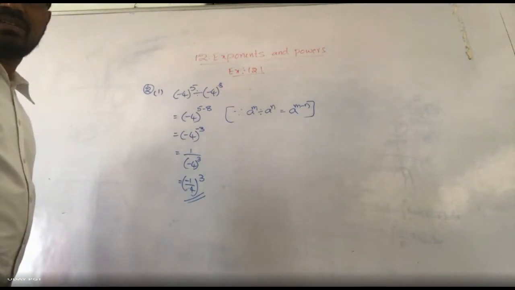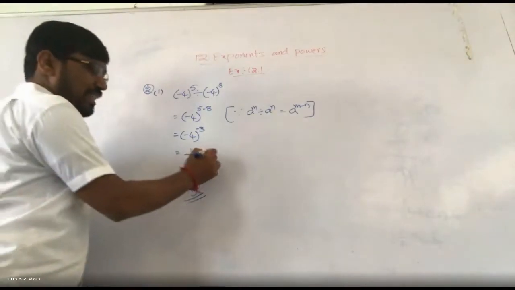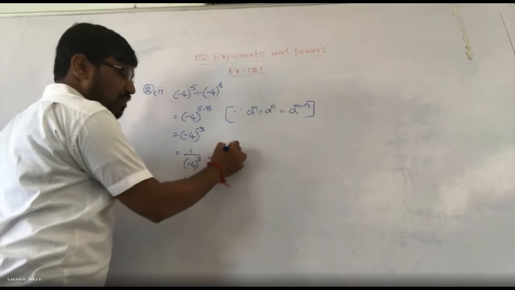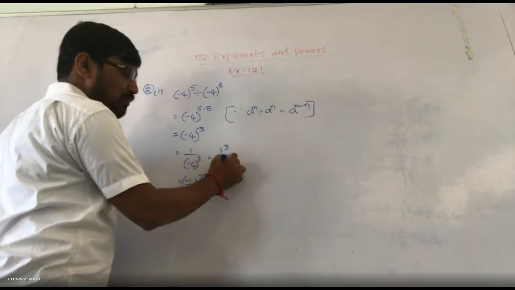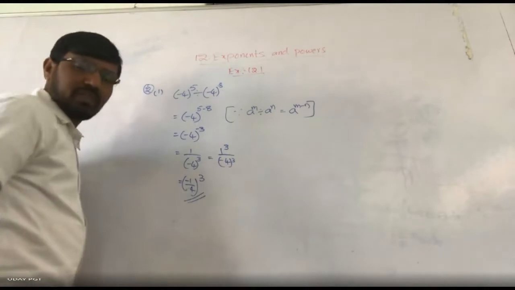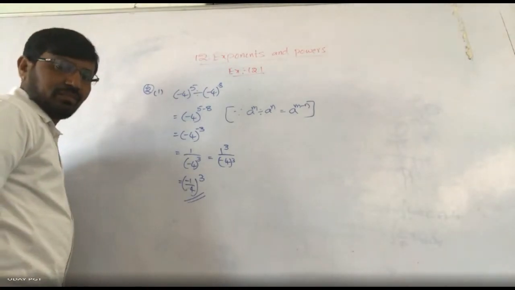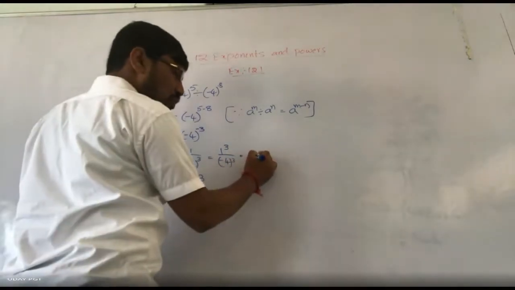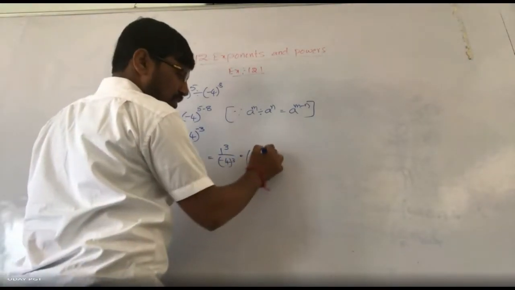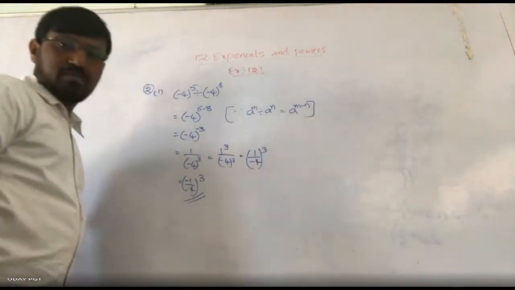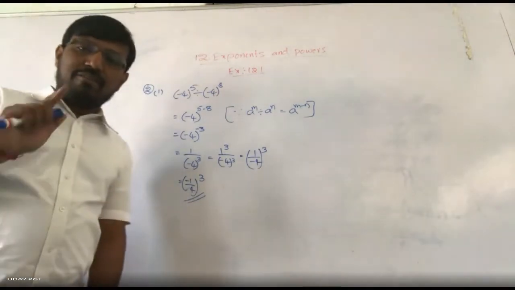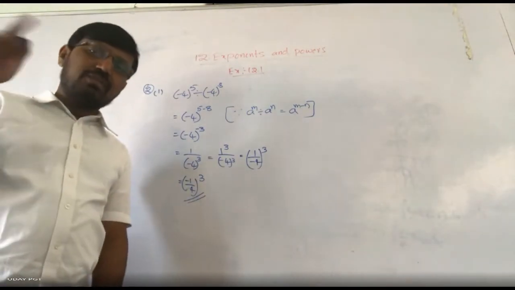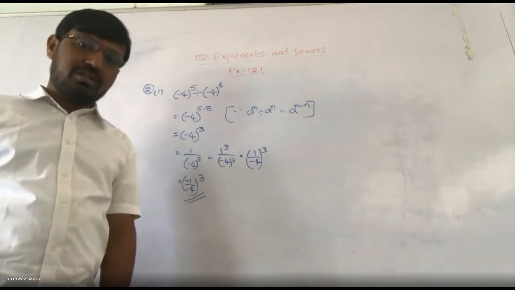Isn't it? Sir, how do you write minus 1 by 4? Yes, very good. This can be written as 1 cube by minus 4 whole cube. Can I write like this? Yes, 1 cube value is 1, so this can be written as 1 by minus 4 whole cube. 1 by minus 4 or minus 1 by 4, both are same or not?